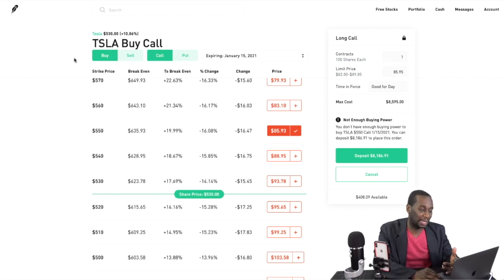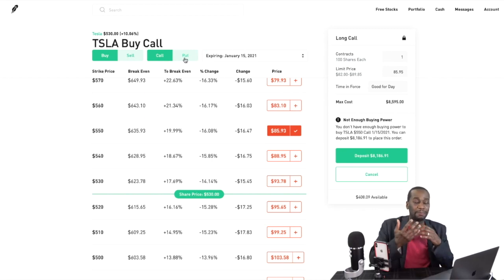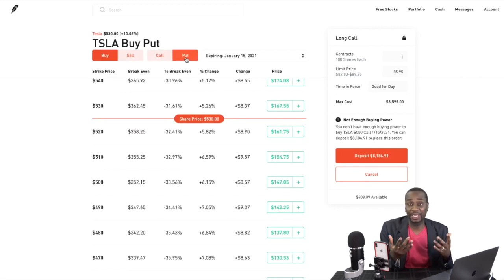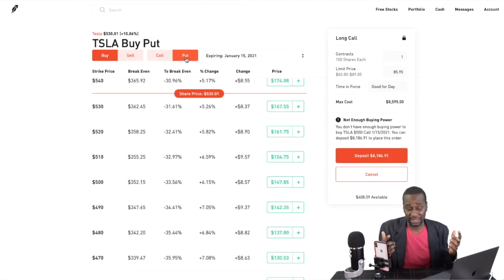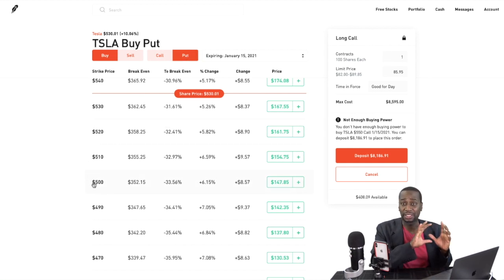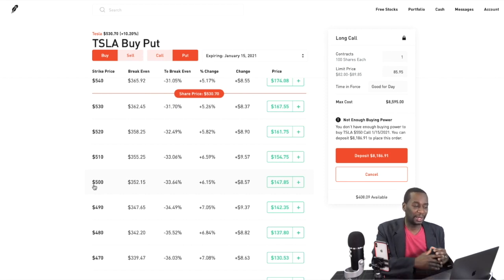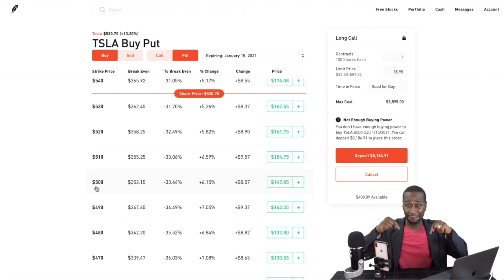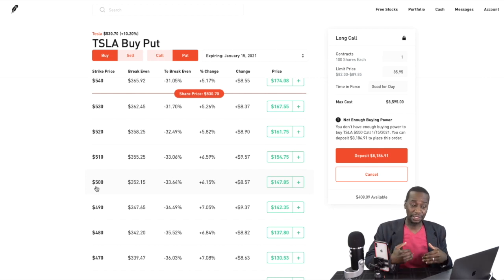Now, let's look at the put option side. If we were betting or looking at the chart and our strategy said we think Tesla is going to fall, we could go in here and buy a put option. And so a put option gives you the right to put the stock to someone else. So let me give you an example. Let's say you bought a 500 strike price put. Well, you're basically hoping that between now and January 15, 2021, Tesla falls below $500.